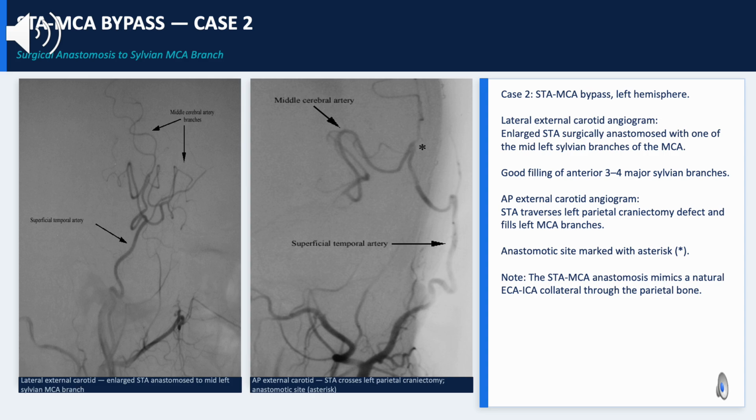The anterior sylvian branches showing good filling confirms that the bypass is providing adequate perfusion to the anterior MCA territory, the most hemodynamically compromised region in ICA occlusion. The teaching note about the STA-MCA anastomosis mimicking a natural ECA-ICA collateral through the parietal bone is clinically important. In patients who have undergone bypass surgery, every parietal bone traversed by an ECA branch on angiography should be evaluated for a surgical anastomotic site, not assumed to be a natural collateral.